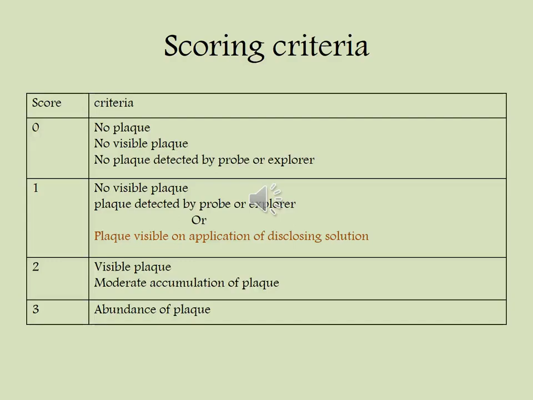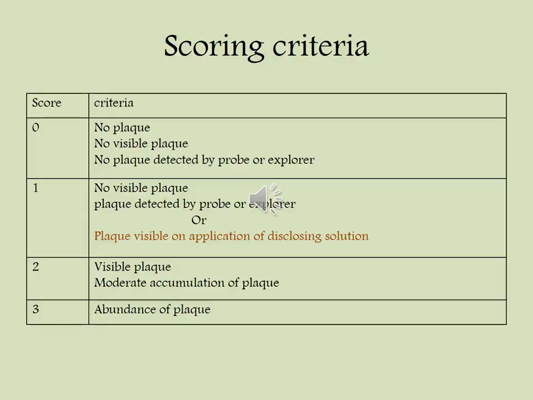The scoring criteria for the plaque index: the scores 0, 1, 2 and 3 are given. Score 0 is given when there is no accumulation of plaque over the tooth surface. The plaque is not visible, and the plaque cannot be detected by probe or explorer. Score 1 is given when the plaque is not visible, but the plaque can be detected by moving the explorer or probe.